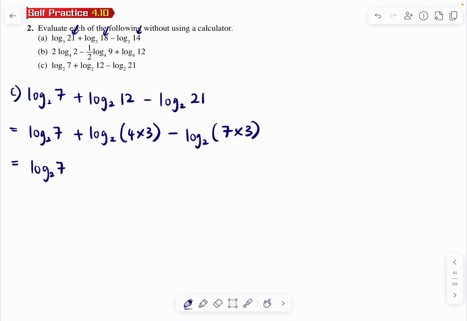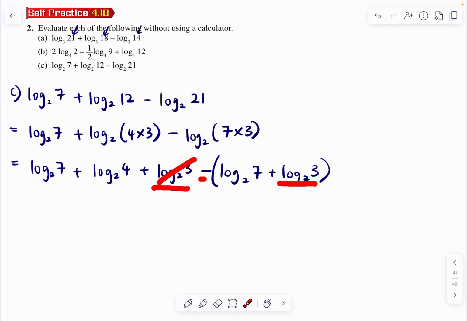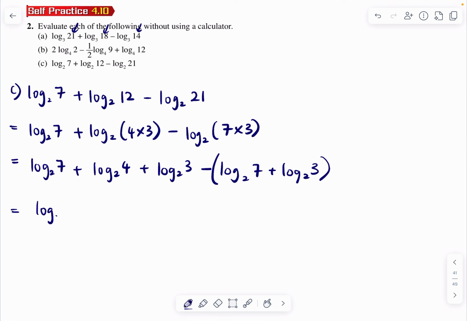So this becomes log 2 7, log 2 4 plus log 2 3 minus log 2 7 plus log 2 3. Log 2 3 minus log 2 3 cancels off. Log 2 7 minus log 2 7 cancels off, which leaves us with log 2 4. And 4 is 2 squared. So I can write this as 2 squared, then bring the 2 down here. So I'll get 2 log 2 2. And log 2 2 is just 1. So 2 times 1 is simply 2. That's it.